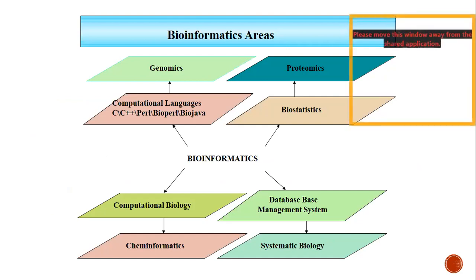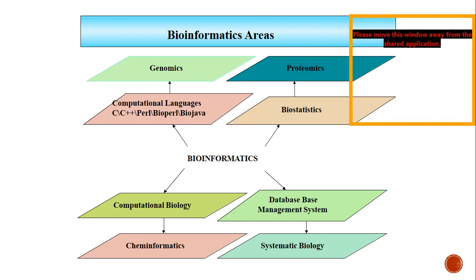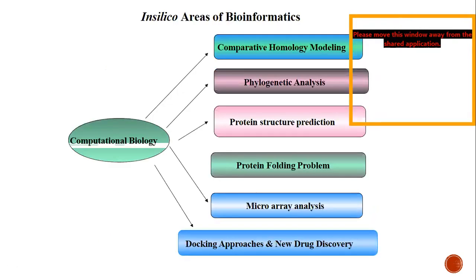So here we have the basic domains of bioinformatics. From bioinformatics, we can go towards computational languages. With these computational languages, we can generate tools, produce new databases, and generate software for solving the biological problems of genomics and proteomics. And we have biostatistics, and we have the R language in this, so we can solve different problems of proteomics with the help of that. After that, we have computational biology, chemoinformatics, database management systems, and systems biology. All these are the basic areas of bioinformatics to solve different biological problems.